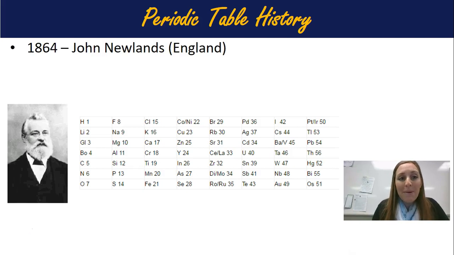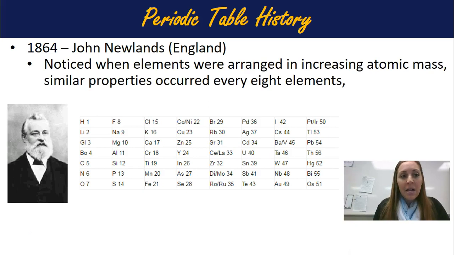The next guy we want to talk about is 1864. So that really wasn't that long ago. I mean, what, 150 years ago, roughly? And we've got John Newland over in England. And what John Newland noticed is there were patterns of periodicity. So every 8 elements, there were these patterns he would see. So increasing atomic mass, similar properties.